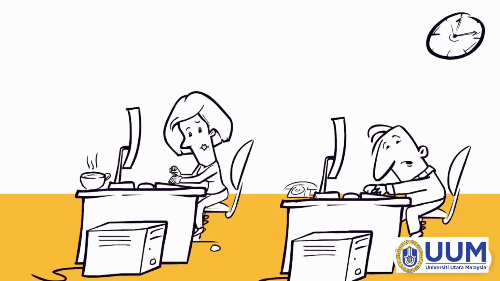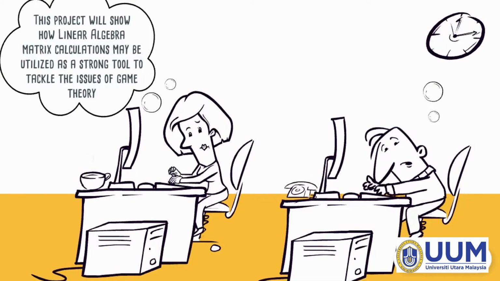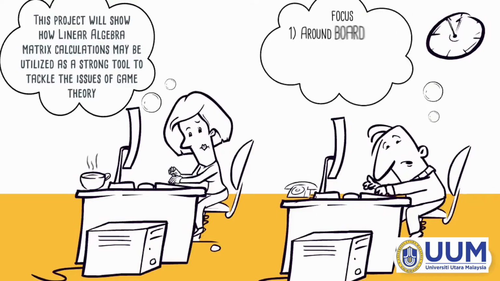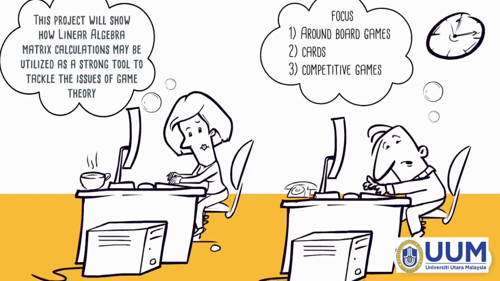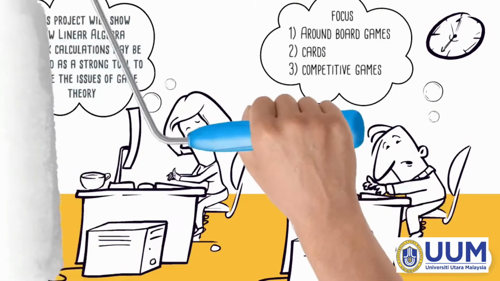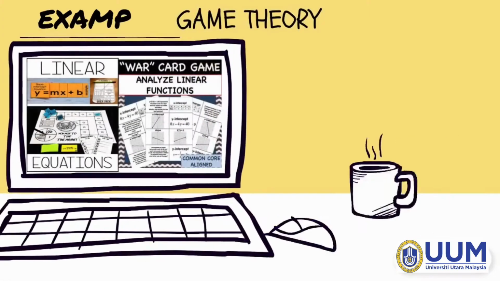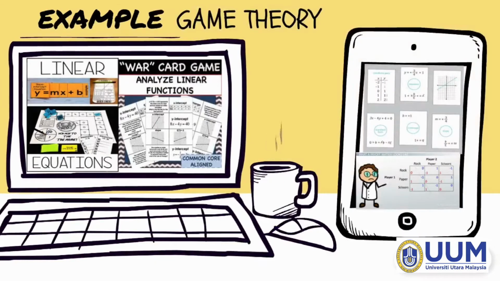This project will show how linear algebra matrix calculation may be utilized as a strong tool to tackle the issue of game theory. Game theory is focused on three examples. First, round board game. Second, cards. And third, competitive game. This is an example of game theory.